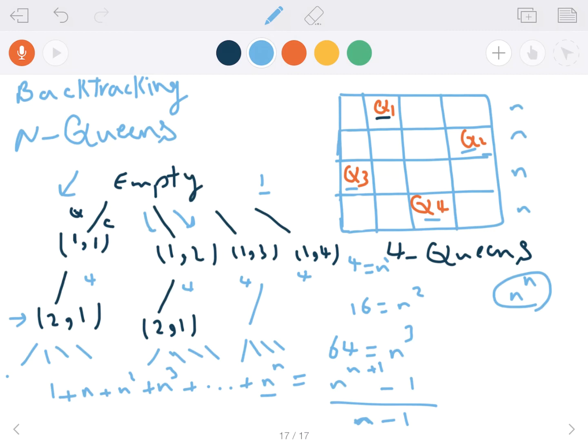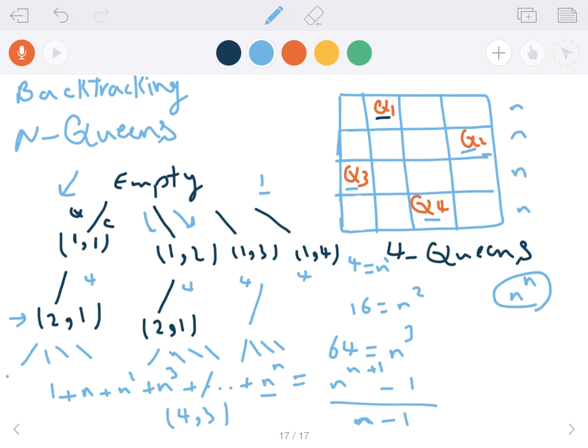Here, if we go, we'll have Q4 in column 3 as the leaf node, and it has some parents. Together, it's going to be a solution. We call the possible solutions in the tree the state space tree. So that's the possible solution that we can have in this tree, and we call it the state space tree.